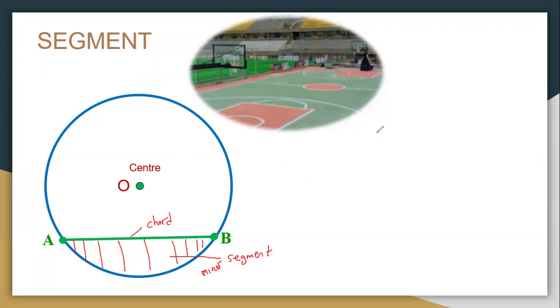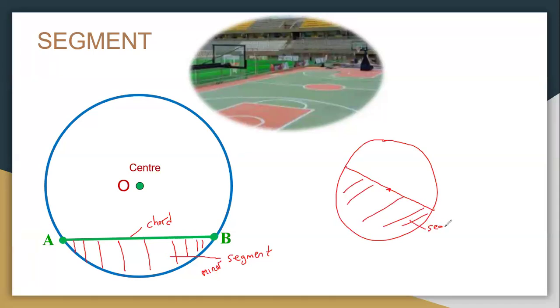So a segment is formed by a chord, whereas a sector is formed by the radius. Even here, I can draw another one. Remember, we said that a diameter is also a chord. So this one is also called a segment. But now these ones will have a special name because it is passing through the center. We can call it the semicircle. When it is passing through the center, it has a special name. But for the other particular one, we shall have the minor segment and the major segment.